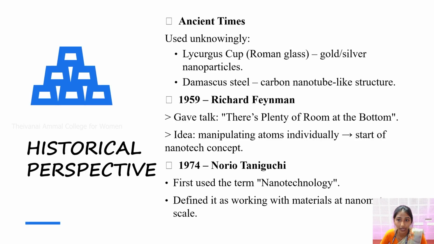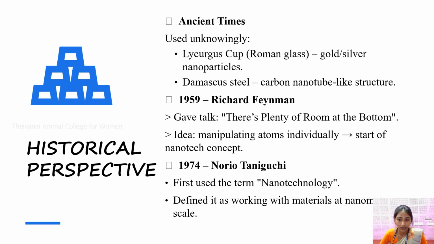And history of nanotechnology. In ancient time, they unknowingly used the Lycurgus cup. The Lycurgus cup is Roman glass. If we reflect the light, it shows green color, and if we transmit the light, it shows red color. And in 1959, Richard Feynman gave a talk, there is plenty of room at the bottom. It's the idea about manipulating atom individually. This is the basic concept that started nanotechnology.